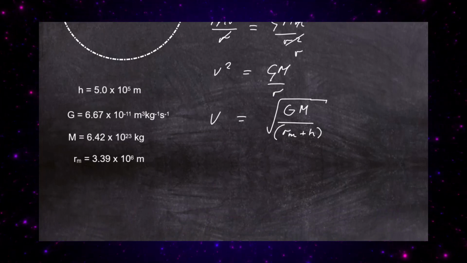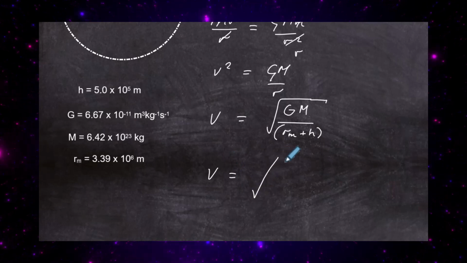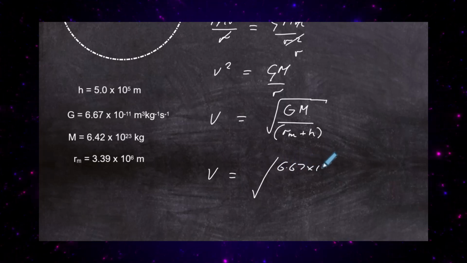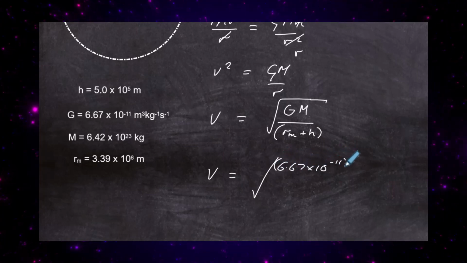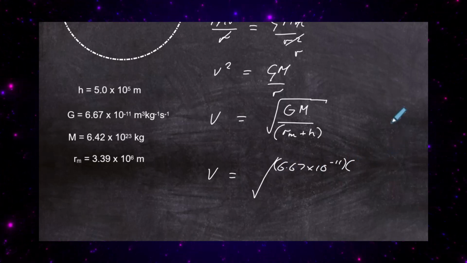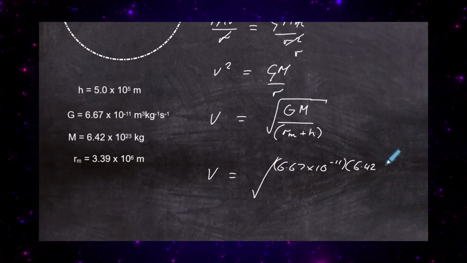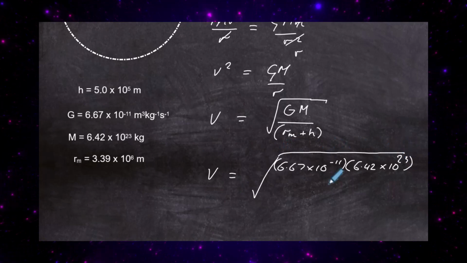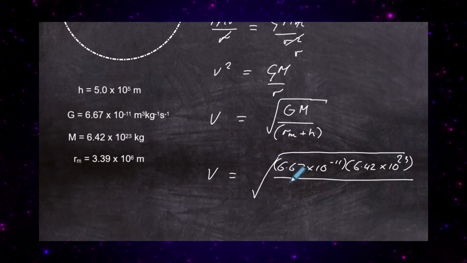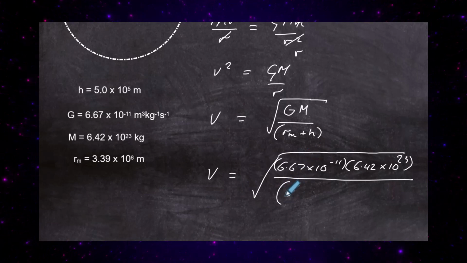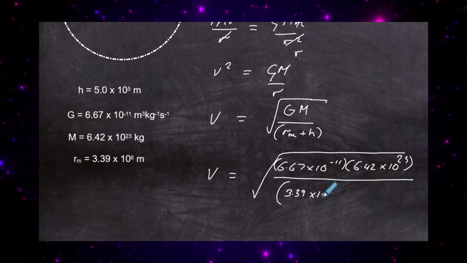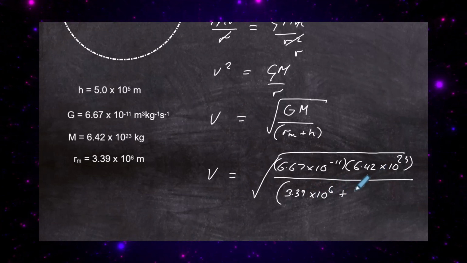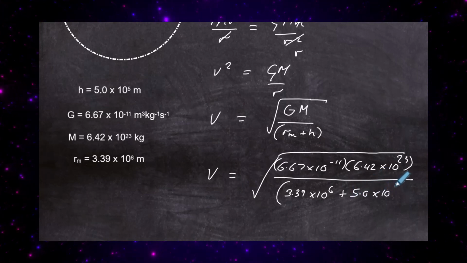We get v is going to be equal to the square root of, and at the top you're going to have 6.67 times 10 to the minus 11, multiplied by the mass of the planet Mars, 6.42 times 10 to the power 23, and that's going to be divided by Rm plus h, which is the radius of Mars, 3.39 times 10 to the power 6, plus the altitude of the ERV, h, which is 5.0 times 10 to the power 5 meters.